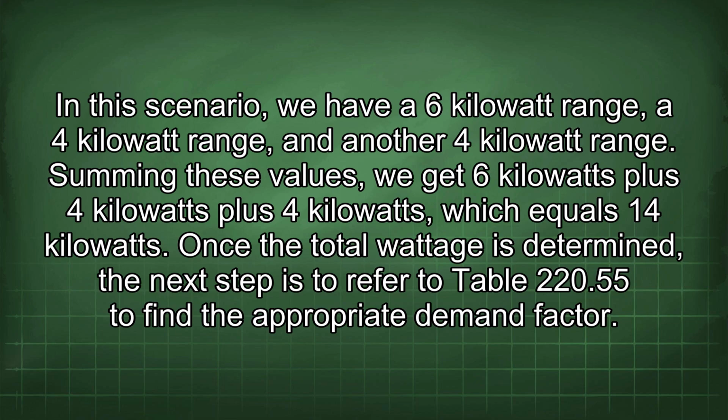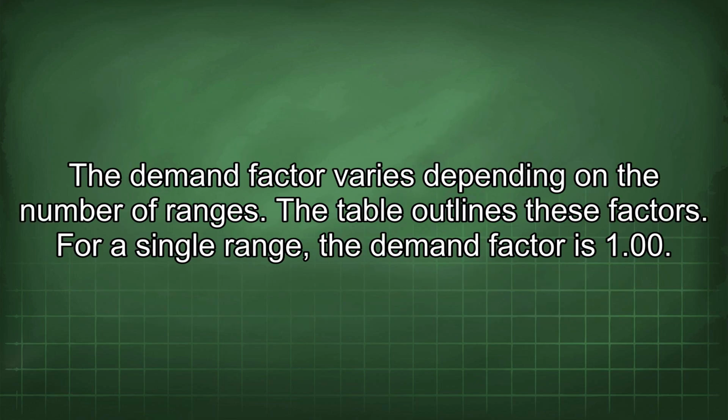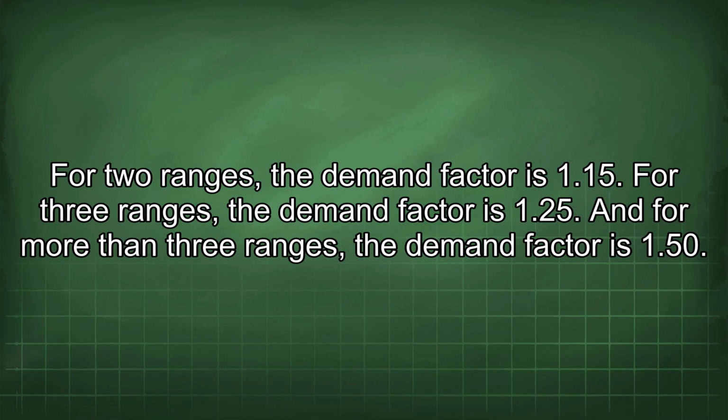Once the total wattage is determined, the next step is to refer to Table 220.55 to find the appropriate demand factor. The demand factor varies depending on the number of ranges. The table outlines these factors. For a single range, the demand factor is 1.0. For 2 ranges, the demand factor is 1.15. For 3 ranges, the demand factor is 1.25. And for more than 3 ranges, the demand factor is 1.50.